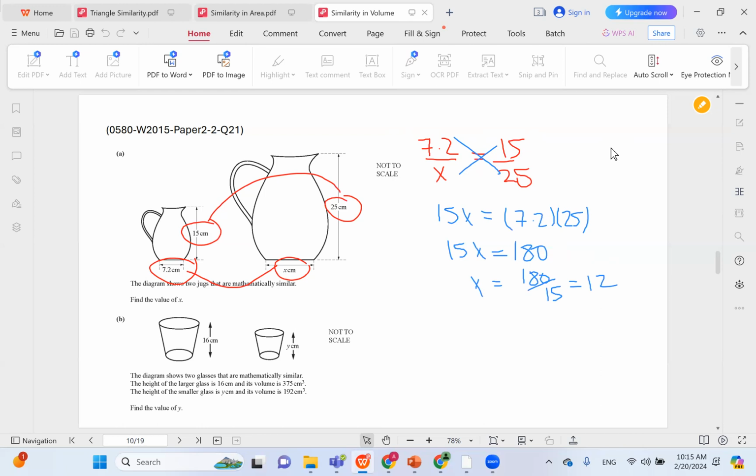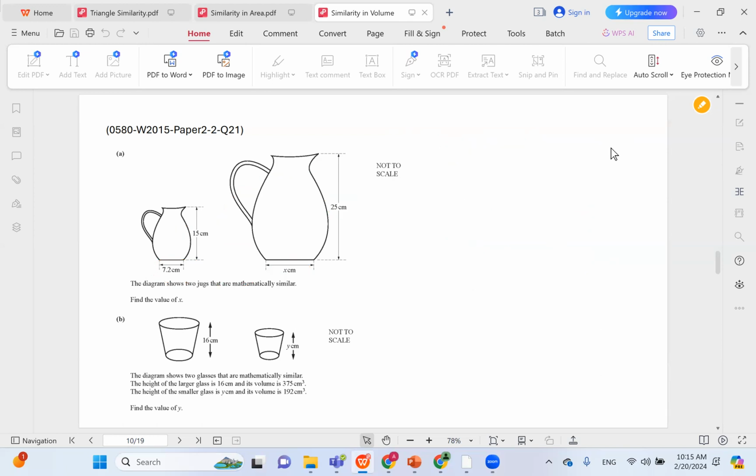For B, we are told the diagram shows two glasses that are mathematically similar, so we can clear the screen. It seems like this is a new problem. The height of the larger glass is 16, the volume is 375, the height of the smaller glass is y, and the volume is 192. So let's write down our equation.